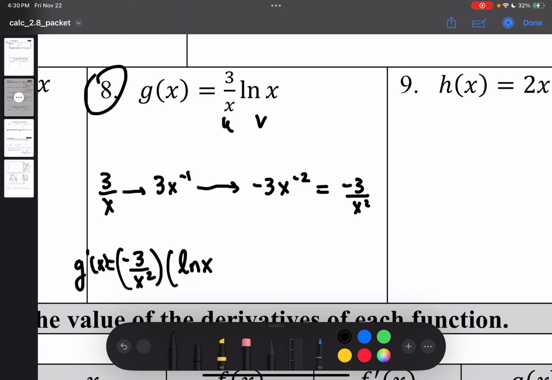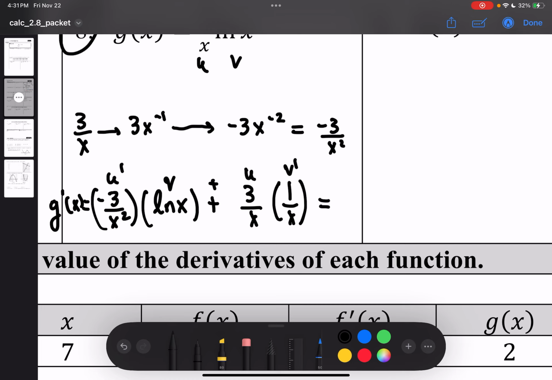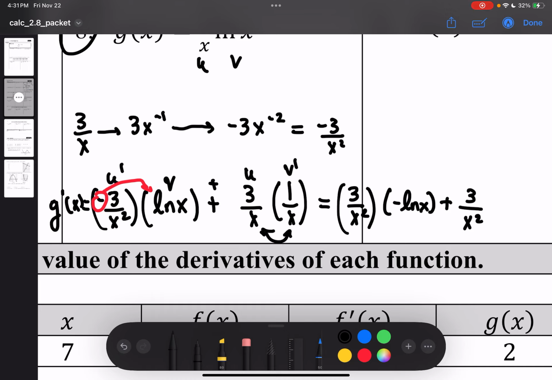v is going to be ln x plus u, which is 3 over x multiplied by v prime, which is basically 1 over x. Oh, made a mistake. Oh no, never mind. So 3 over x is over here. So u prime v plus u v prime. Now, the only possible simplification you can do over here is basically moving the minus from over here to the ln. It's possible to do it that way. So 3 over x to the power of 2 multiplied by minus ln x plus 3 over x to the power of 2, because these two x's are going to multiply each other.